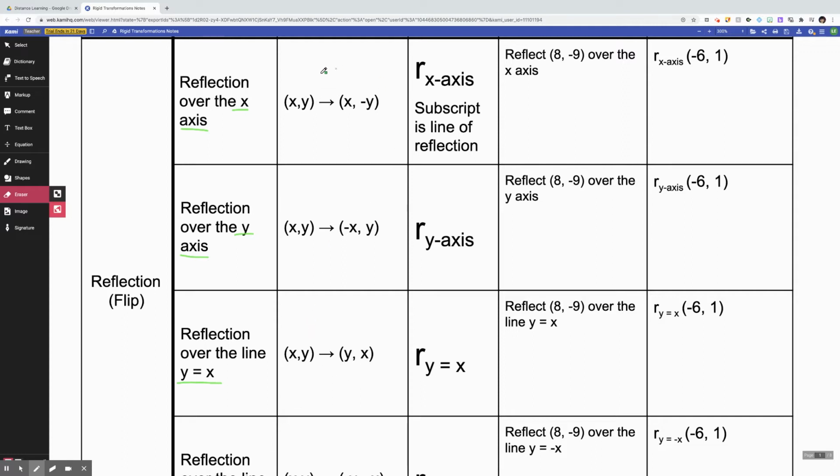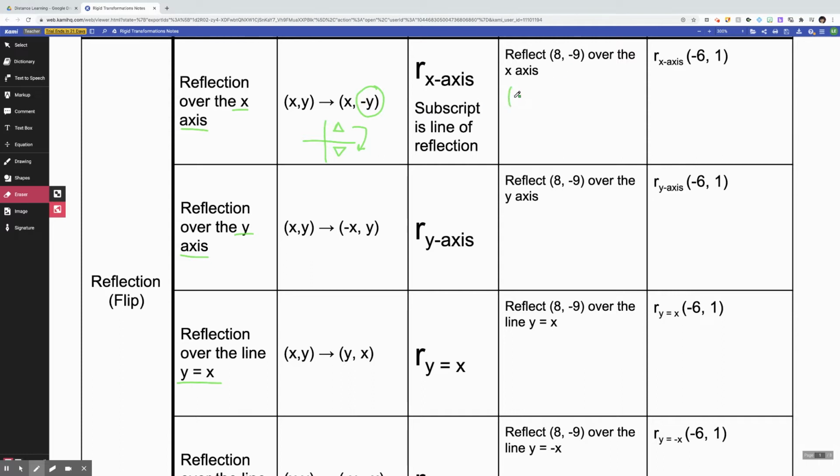Okay, so the rule for reflection over the x-axis is you change the sign of your y value, which I'm hoping kind of intuitively makes sense, right? If you have a shape and you reflect it over the x-axis, all the original y values, which were positive, are now negative, right? And the x values didn't change at all. I didn't move it left or right, okay? So all you have to do is change the sign of your y value.